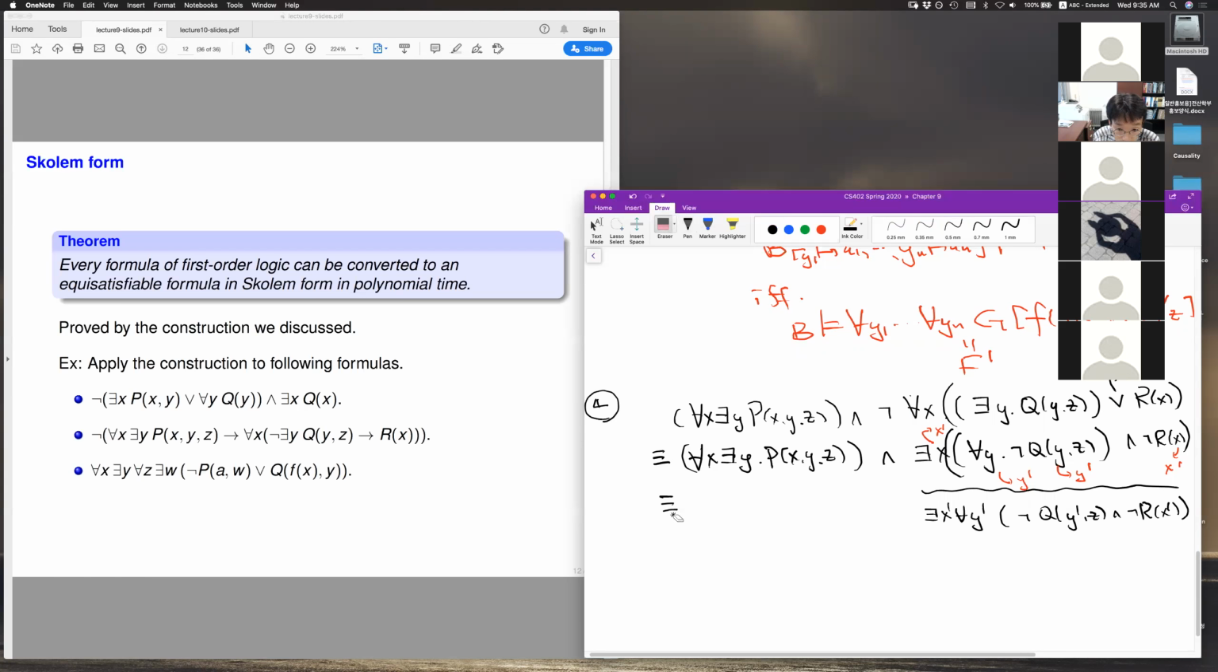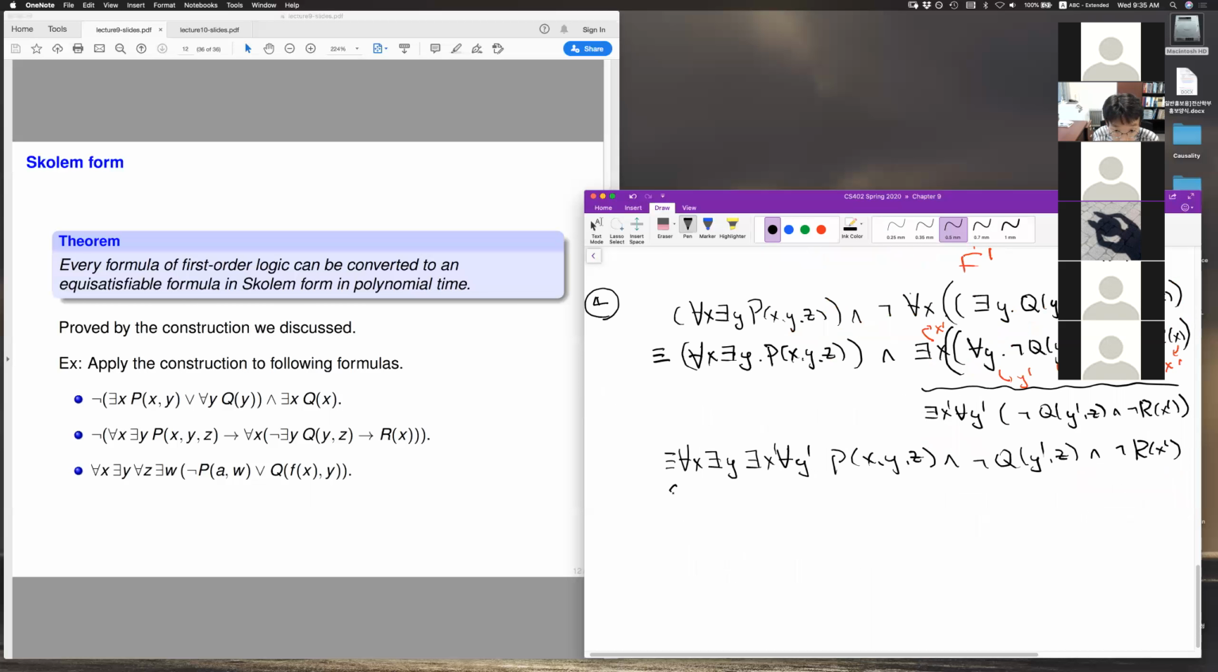If you do this, then we will end up with for x exists y exists x prime for y prime, p of x y z, and negation of q y prime z, and negation of r x prime. Okay, now we have to do Skolemization. So far we preserve the meaning, but from now on we only preserve the satisfiability.